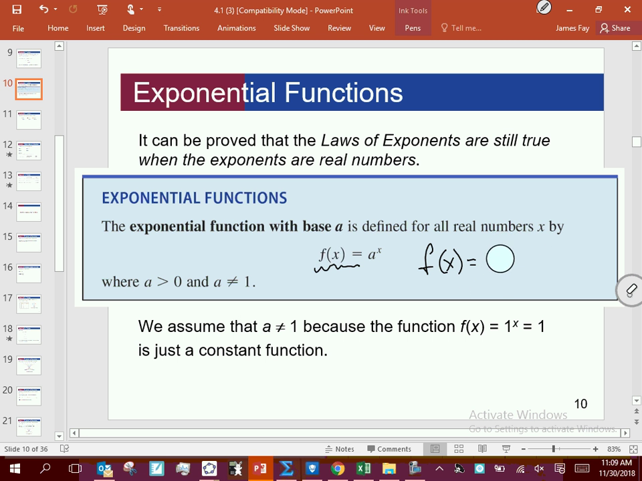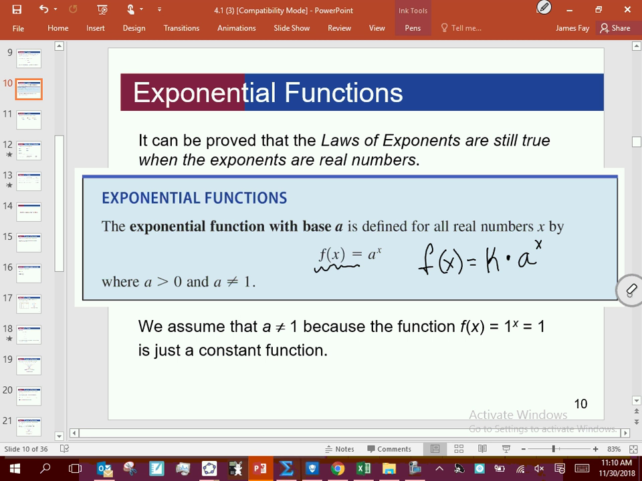So in order to remind ourselves of that, what I like to do is write k times a to the x. Some textbooks write it as a times b to the x, where b is your base and a is your multiplier. We're just staying consistent with our PowerPoint here. We use k times a to the x, where a is your base.